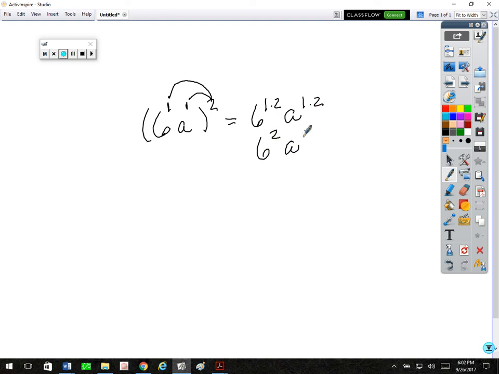Let's try one more. What if I go 6a squared, all squared? So now I'm looking inside. Well, I have 2 bases, but I have 2 ghosts as well. So we have to add the ones. Draw your double rainbows. So I have 6, 1 times 2 is 2, a, 1 times 2 is 2. Now this one, I can do in my head really. Remember, 6 to the 2nd power means 6 times 6, not 6 times 2. So the answer is 36a squared.